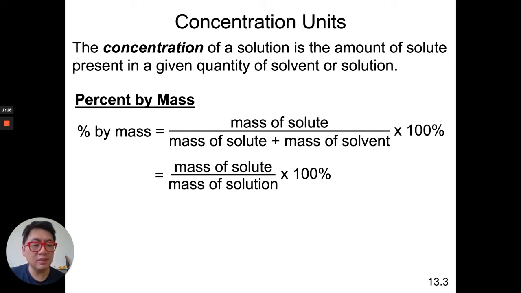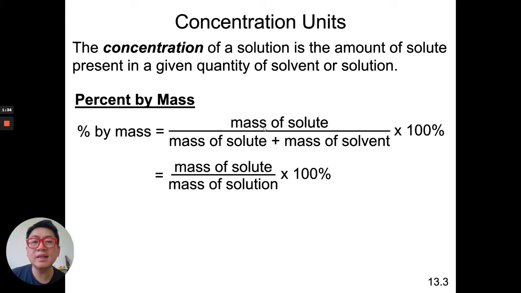How we measure it, there's four main ways. We're going to go through each of the four different ones. One is called percent by mass.